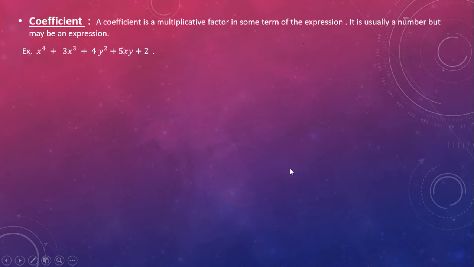Here the coefficient of x to the power 4. In the first term x to the power 4, we can write x to the power 4 as 1 into x to the power 4. 1 is the multiplicative factor of x to the power 4. Therefore, the coefficient of x to the power 4 is 1. Now, let's find the coefficient of y square. In the third term 4y square, we can write 4y square as 4 into y square. 4 is a multiplicative factor of 4y square. The coefficient of y square therefore is 4.